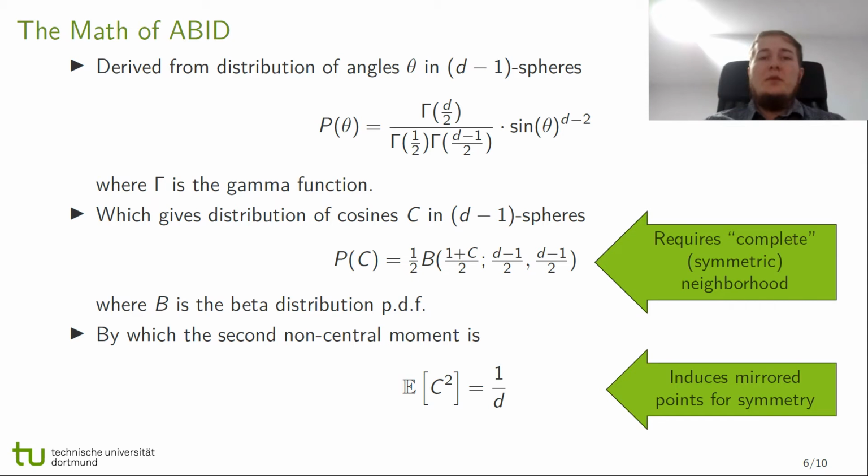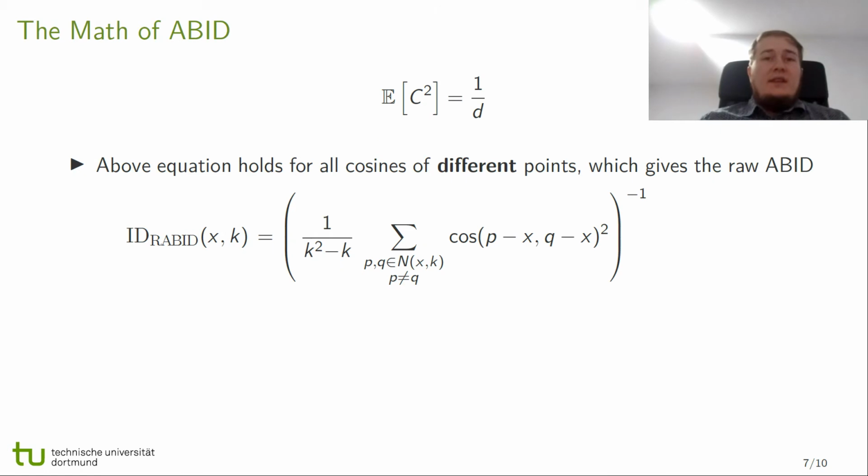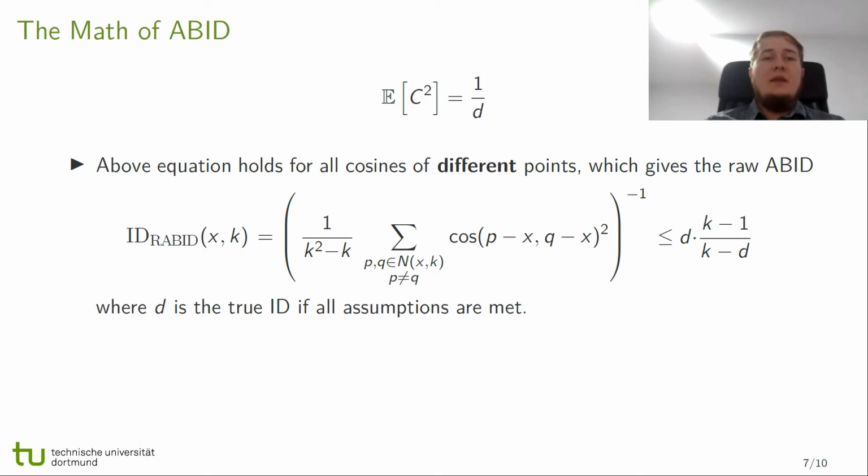As a bonus, the mirror points do not add information on symmetric distributions, as then the mean is 0 and the variance and the second non-central moment match. The raw angle-based intrinsic dimensionality estimator of a point x and a neighborhood size k is then simply the inverse mean of squared cosines. These cosines are computed for all different pairs of k nearest neighbors centered on the point of interest x. Unlike the distance-based estimators, this estimator has an upper bound, given by d times (k minus 1) over (k minus d), where d is the true intrinsic dimensionality.